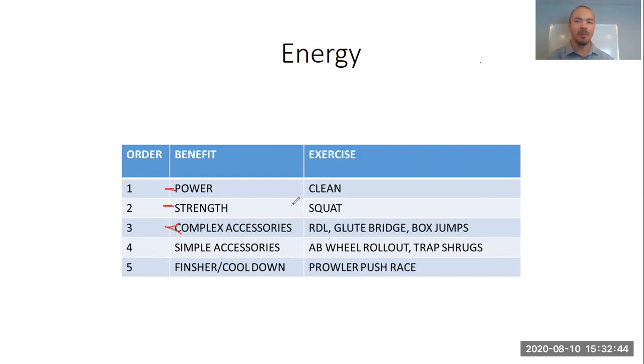So on a given day, maybe we have a lower body focus day. So perhaps we do some RDLs and glute bridges and box jumps, stressing triple extension, stressing the posterior chain. And then moving on from there, we might go into simple accessories, a couple exercises being potentially ab wheel rollouts or trap shrugs. And let's say our finish for the day was a prowler push race.